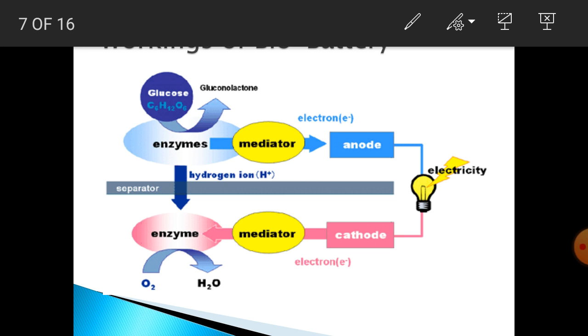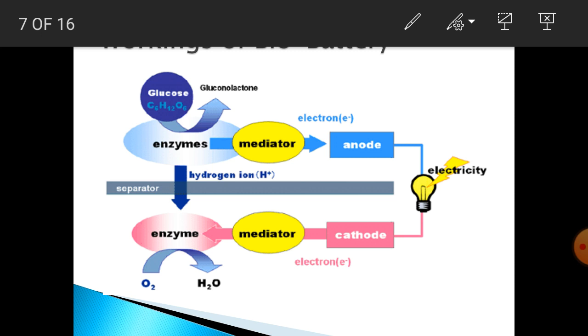Working of biobattery. A biobattery generates electricity from carbohydrates, utilizing enzymes as a catalyst. Through the application of power generation principles found in living organisms, the biobattery incorporates an anode consisting of sugar digesting enzymes and mediator, and a cathode comprising oxygen reducing enzymes and mediator, on either side of a cell separator. The anode extracts electrons and hydrogen ions from the sugar through enzymatic oxidation, which is as follows: glucose equals gluconolactone plus 2H+ plus 2 electrons.